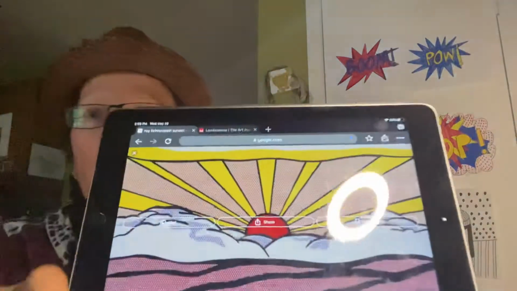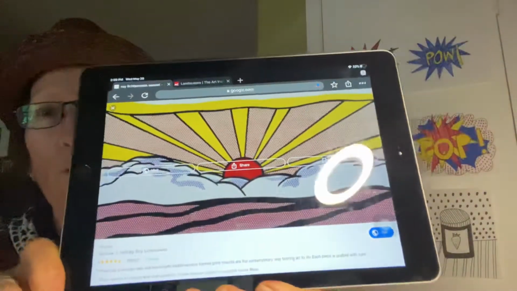It's Miss T, and this is our fourth lesson about the pop artist Roy Lichtenstein. And today's lesson is about his piece of work called Sunrise. This is pop art by Roy.